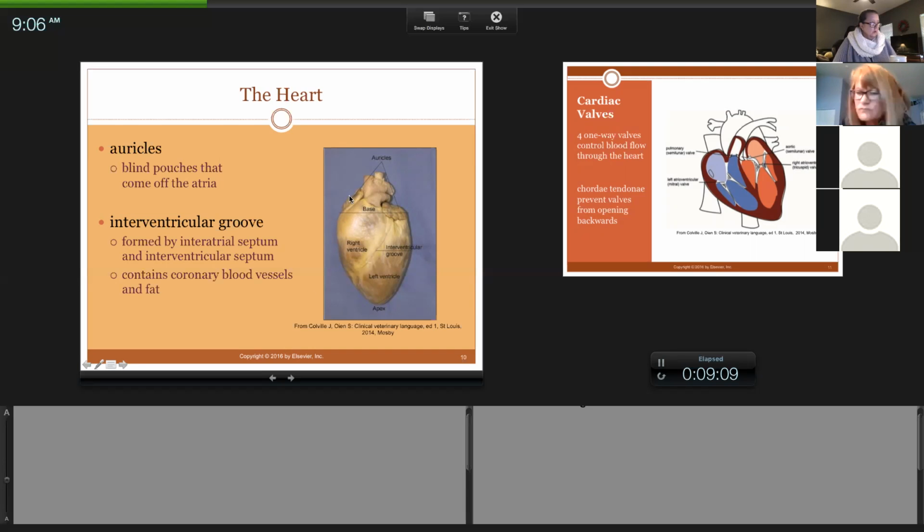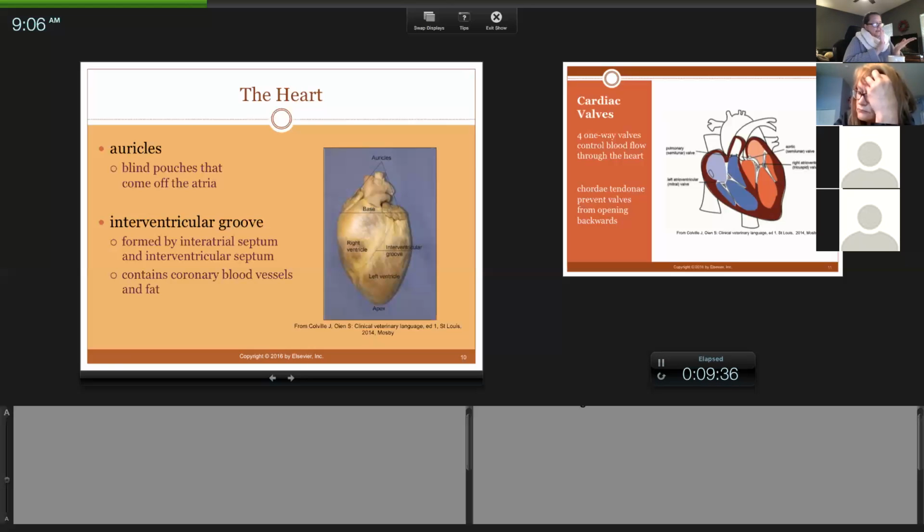The auricles, so they're a blind pouch. They lie on the top of the heart here at the base, and they provide an insulation and they help with electrical conductivity. So they don't really have a circulatory function, if that makes sense. They help insulate the heart and help with conductivity.